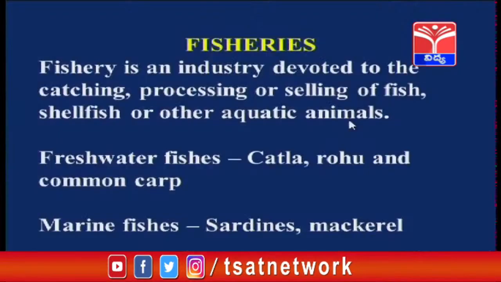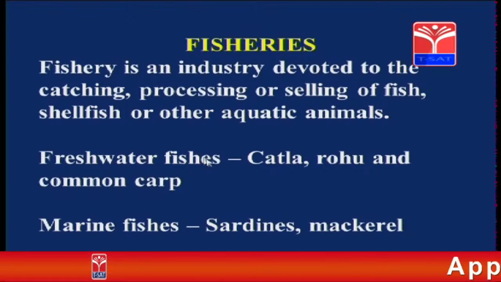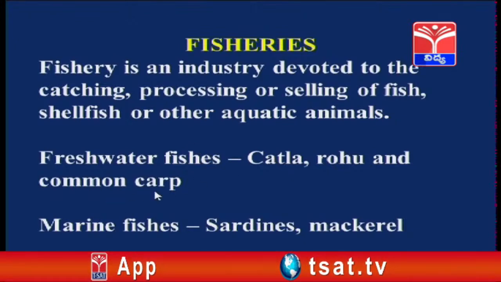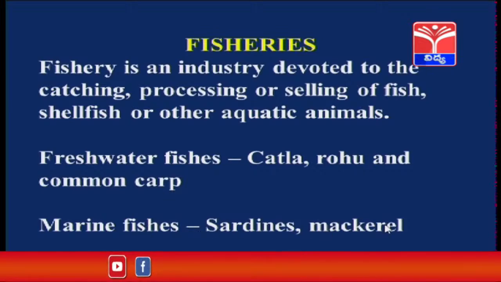That is why so many people in our country depend upon fisheries as their cultivation. Not only that, in coastal areas many farmers have converted their agricultural land into growing fishes or prawns. Understood? Let us see the next one here. What are the freshwater fishes? Examples are catla, rohu and common carp. What are marine fishes? Sardines, mackerels, etc.